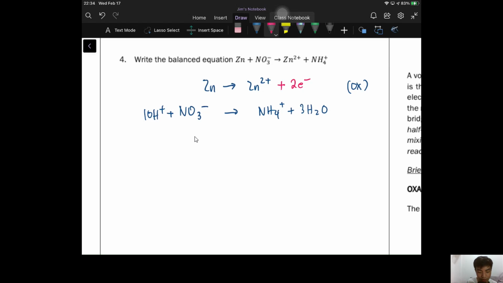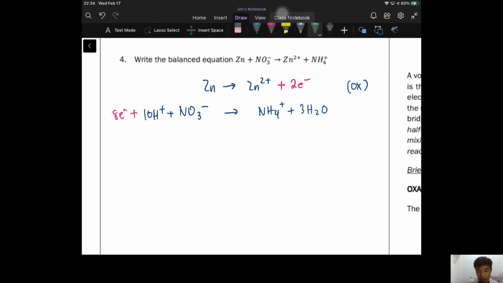So let's now balance the charges. On the left side, we have 10 times positive 1 plus 1 times negative 1. So this will be equal to positive 9. On the right side, we have positive 1 charge only. H2O doesn't have any charges. So that means we have to add 8 electrons, no, for this equation para mag-balance yung charges nila. Okay? So what's next? No?